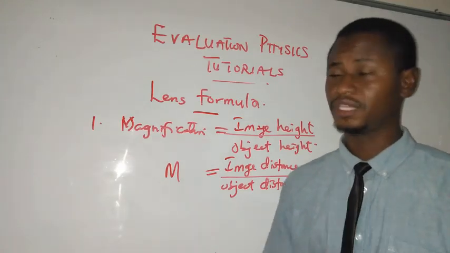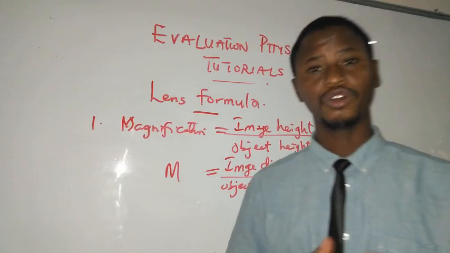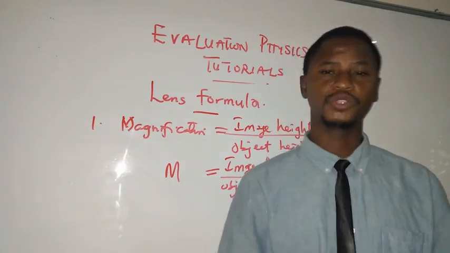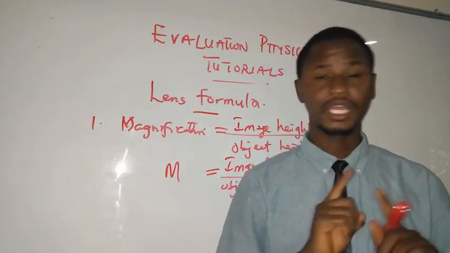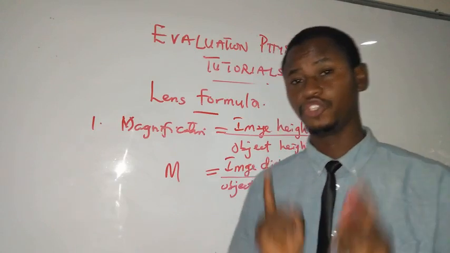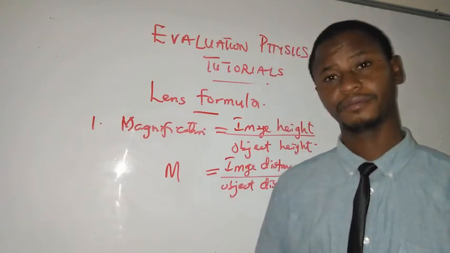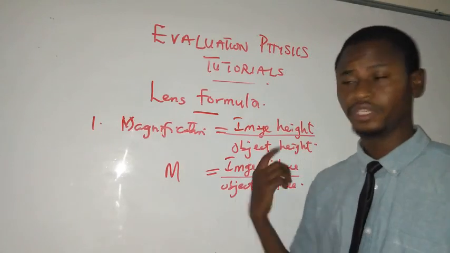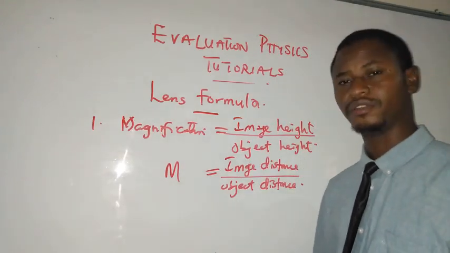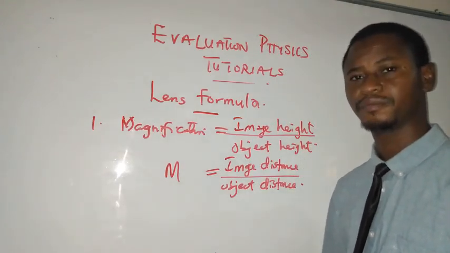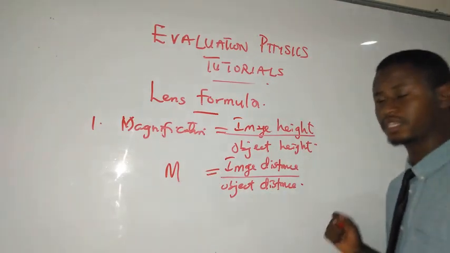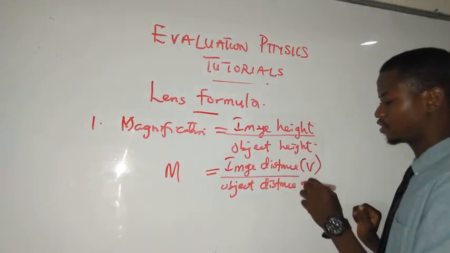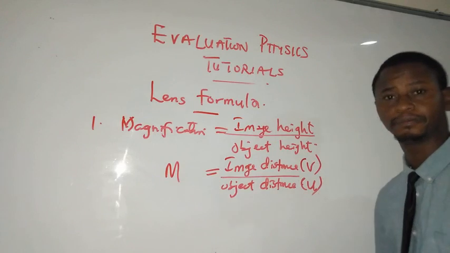Each of these two formulas can actually be used interchangeably when you're solving questions on magnification. Don't forget, magnification is the ratio of the image height with respect to the object height. It has no unit. It is a unitary quantity. The symbol we use for image distance in physics is V, while that of object distance is U.